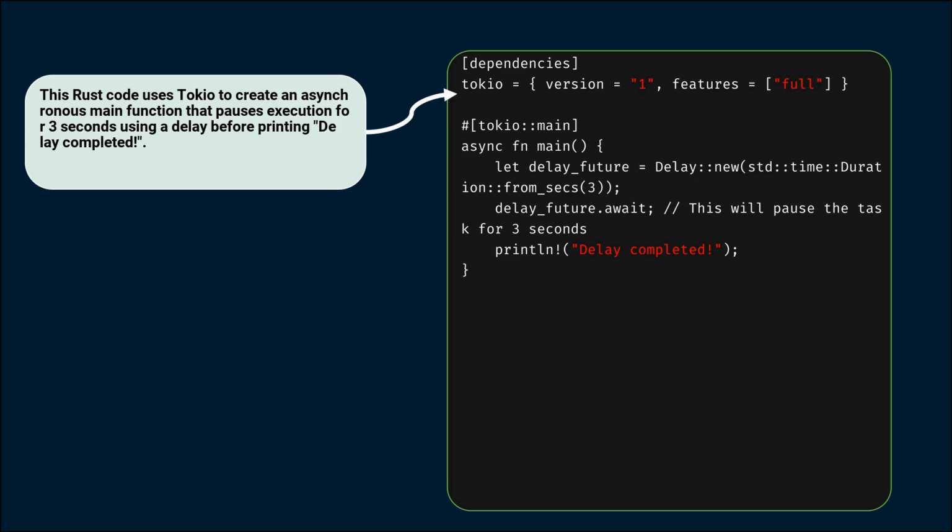This attribute informs Tokio to establish the runtime environment necessary for running our futures. Inside the main function, we create a new instance of our custom delay future, designed to simulate a pause in execution for a specified duration.